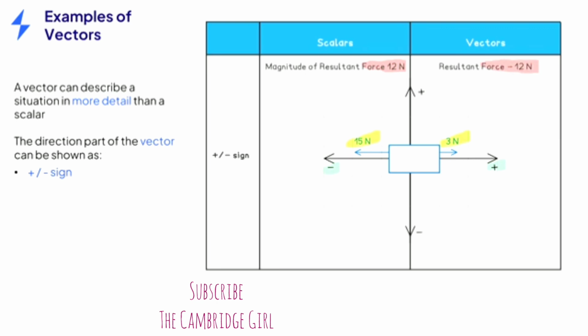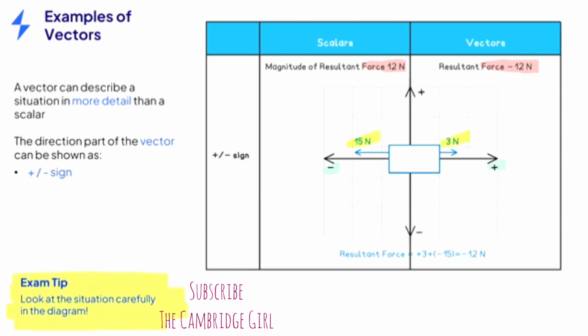When described as a vector, this is minus 12 newtons. This means that the force acts in the negative direction, according to the axis given. Always look at the situation in the diagram really carefully.